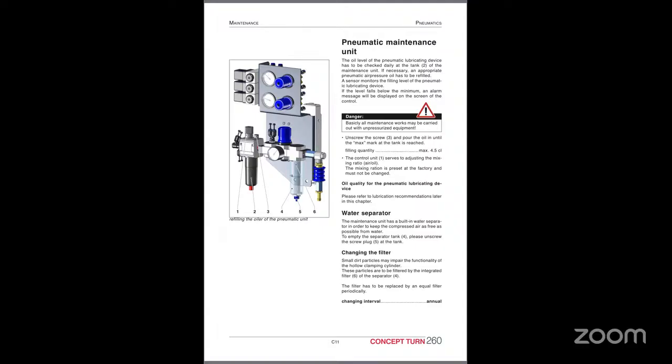Water separator, this is to collect water from the compressed air. Drain it weekly. Air filter will remove the dust. If the filter is dirty, then pressure will be low. Chuck is having some problems, tail stop problems.